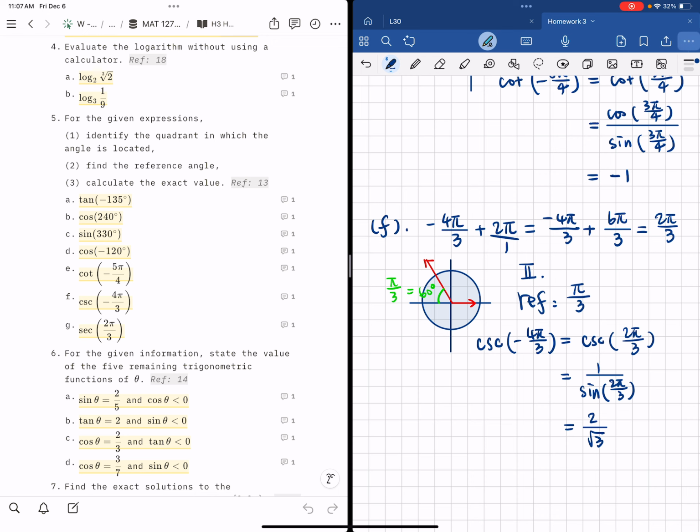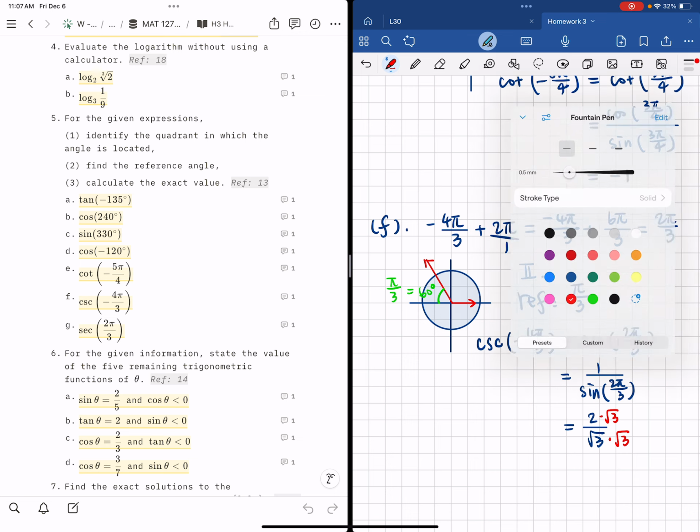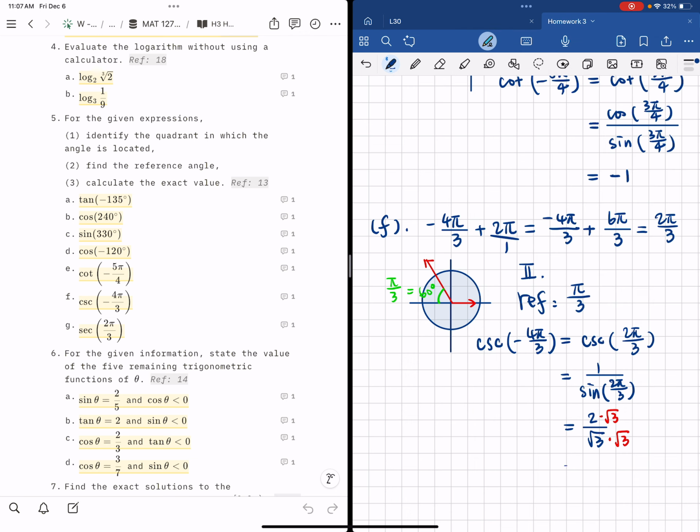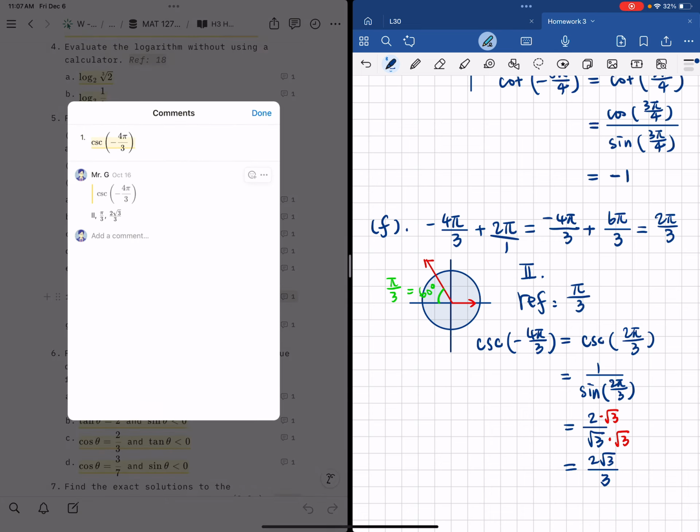And as you can see, this is a number that has a radical in the denominator. So we need to rationalize this by multiplying both the top and the bottom by radical 3. And this will give us 2 radical 3 over radical 9, which is 3. And let's check if you are right. Second quadrant, pi over 3, 2 radical 3 over 3. Yep.